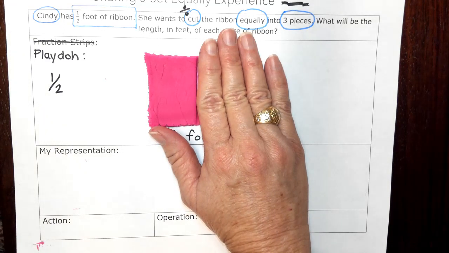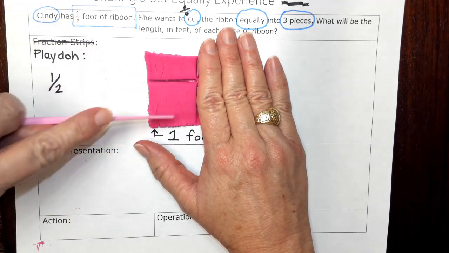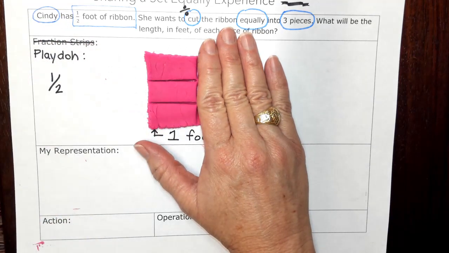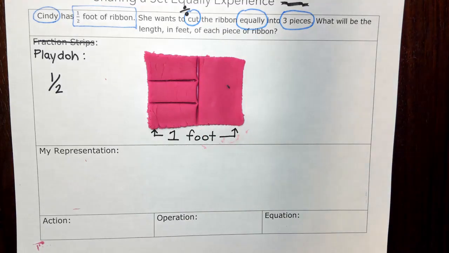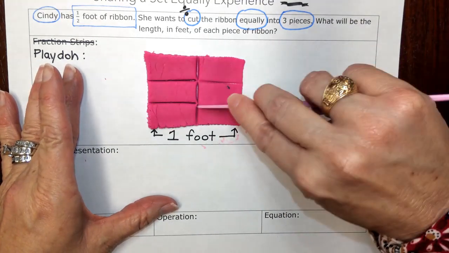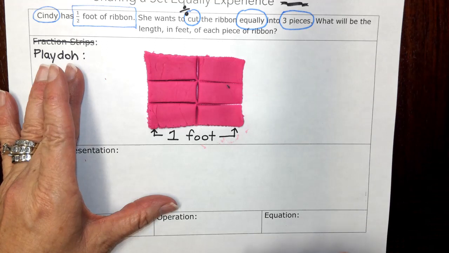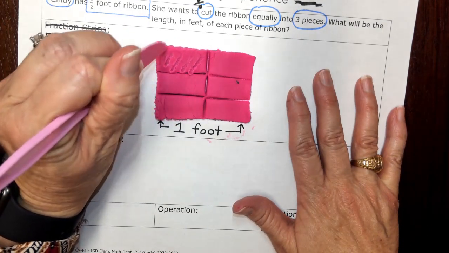Grayson? Cut it into thirds. She's going to cut it into thirds. So I'm going to partition it into thirds. So 1, 2, 3. 2 cuts gives me 3 equal pieces. Now when I uncover, does that look like a fraction? No. Luke, what will I have to do so that I can call that a fraction? I have to cut the other side. I have to partition it just like this. And now what I know is that this represents one of those pieces.